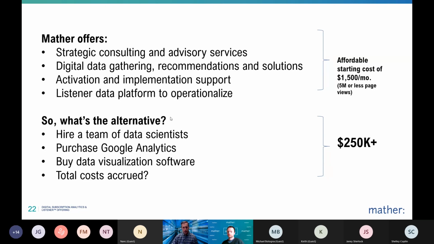So we like to put this in context. What we're trying to do is bring really powerful subscription data analytics to operations that may not have been able to make the investment in some of the other tools that are out there. We realize that all these things are pretty expensive, and we're very happy to offer them to our clients at a lower price point.